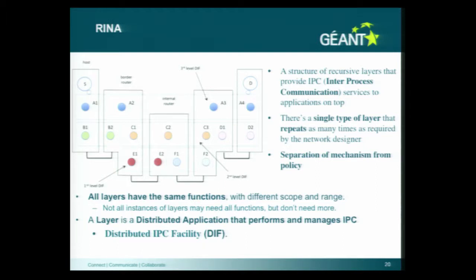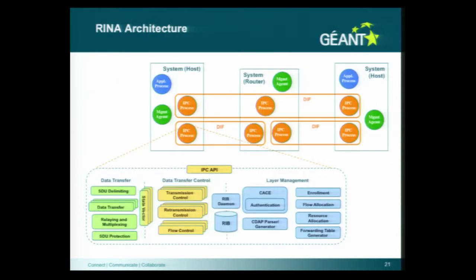A DIF is a homogeneous application, so every process that is part of this distributed application running on different machines is exactly the same, except for the policies, but the mechanisms are all the same. And so these are the processes. This is one application providing IPC. This yields a theory and a scalable architecture, and the architecture completely looks like this.